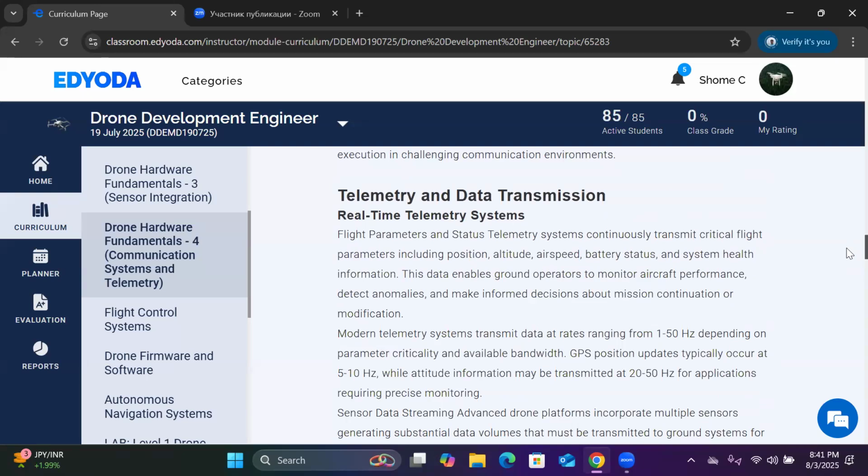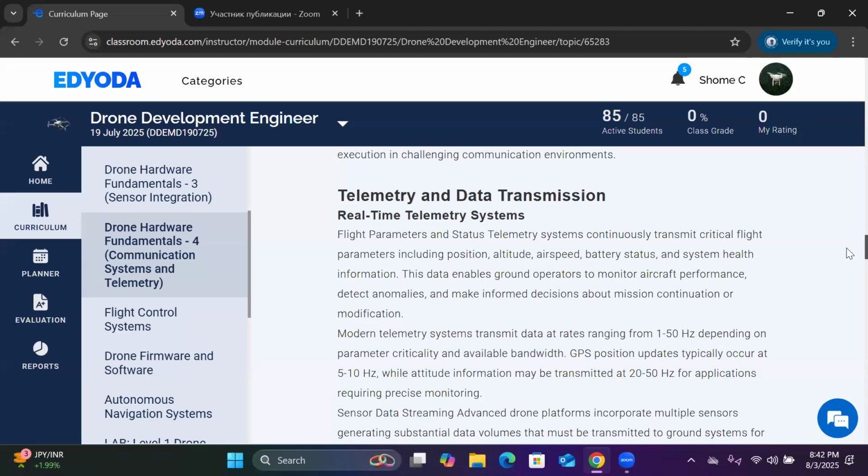Now we will go with the telemetry and the data transmission. Real-time telemetry systems, flight parameters and status: telemetry systems continuously transmit critical flight parameters, including position, altitude, airspeed, battery status, and system health information. This data enables ground operators to monitor aircraft performance, detect anomalies, and make informed decisions about mission continuation or modification.